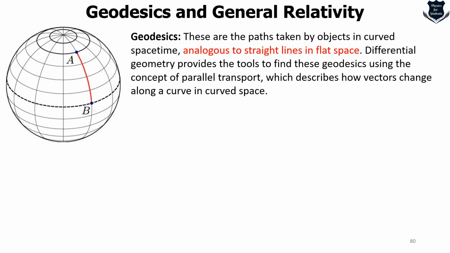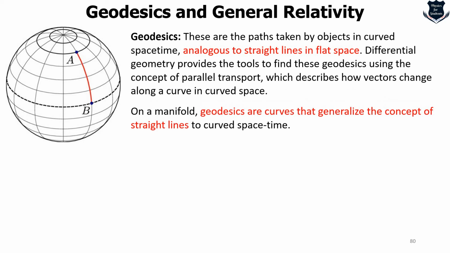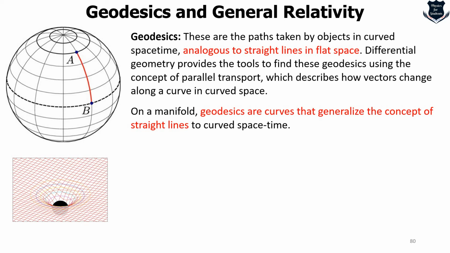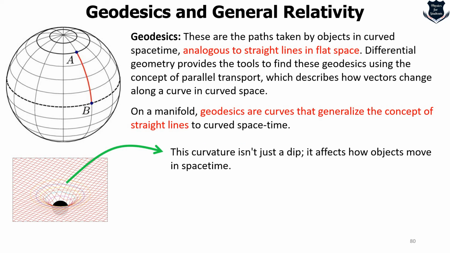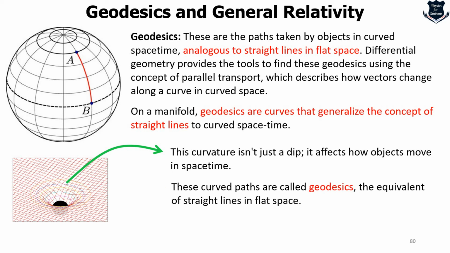So you can see the definition actually tells that it is a curved space-time, and it is analogous or similar to straight lines in flat space. That's it. Differential geometry is something which is just similar to a flat space, and geodesics are curves that generalize the concept of straight lines. So if you get a curvature like this, again following the trampoline analogy, this curvature is not just a dip, it affects how objects move in space-time, and these movements of the objects are basically called geodesics. That's it. We need to learn this much only for the time being about geodesics in general relativity.